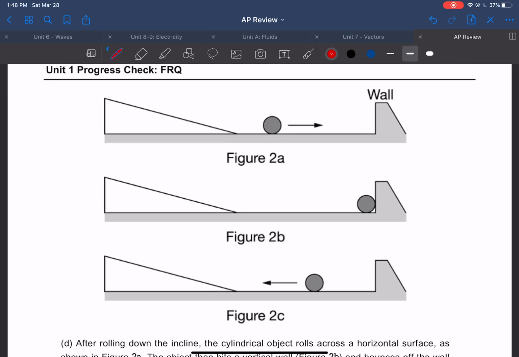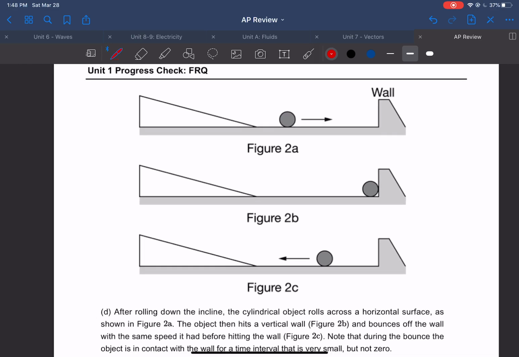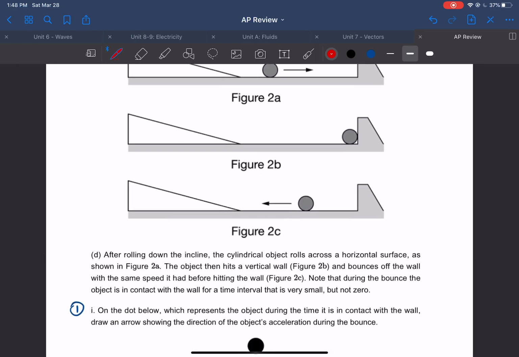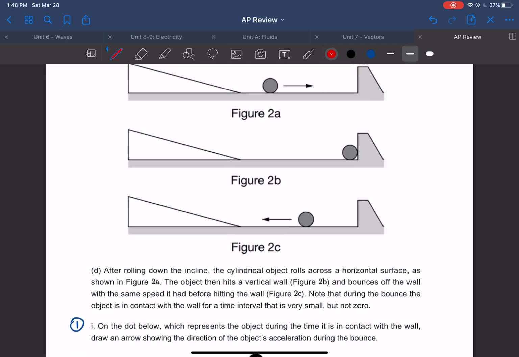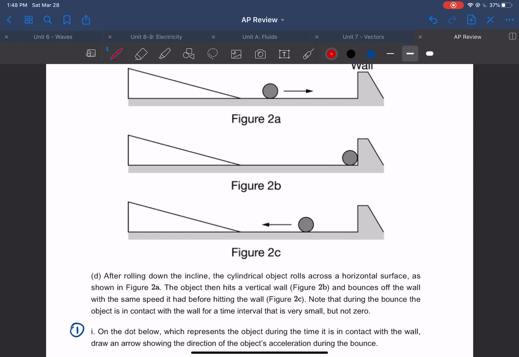Here it is. So the next question, part D, asks about what happens after the ball reaches the bottom of the incline. So now it rolls on a horizontal surface, hits a wall, and bounces back in the opposite direction. So you're given a couple of questions here. The first one, just a single point, they want you to draw an arrow that represents the acceleration of this object during the bounce. So that's happening in this figure here.